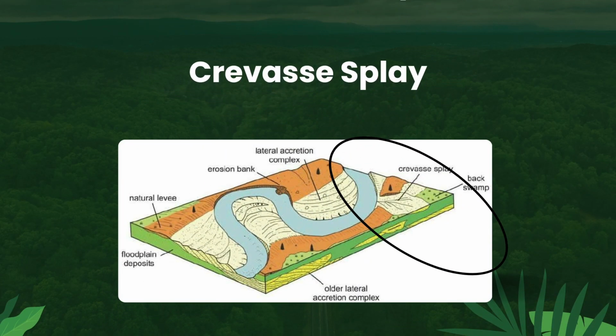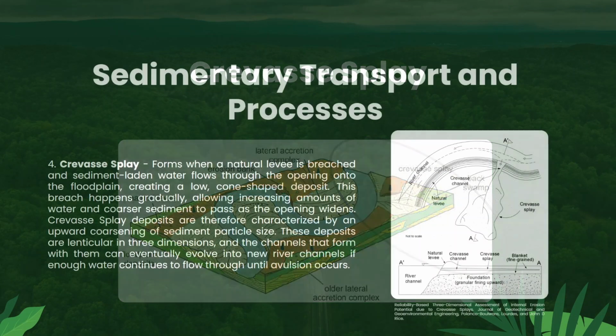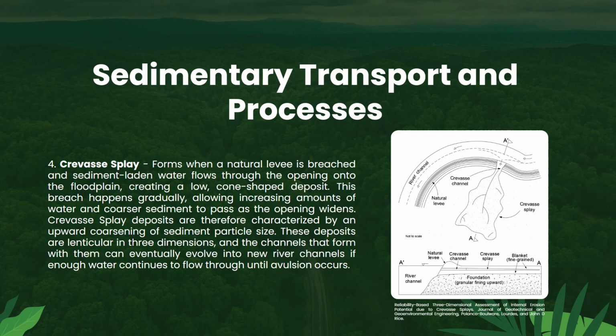Lastly is the crevasse splay. It forms when a natural levee is breached. Sediment-laden water forms a crevasse splay, a cone-shaped deposit that coarsens upward as more sediment flows through the opening. Nichols notes in his book that such depositional processes are central to the development of alluvial architecture, with crevasse splays and natural levees playing key roles in floodplain evolution and at times leading to channel avulsion, which means the river adopting a new course.